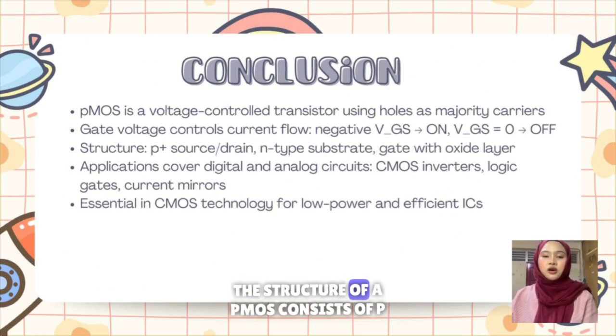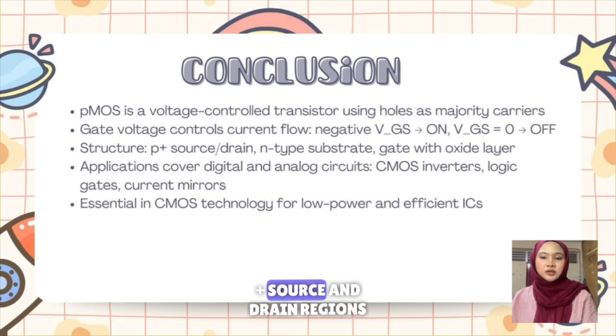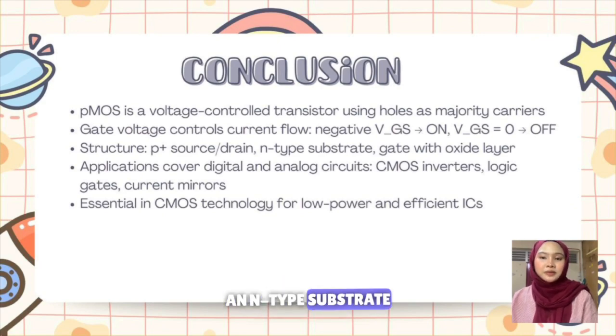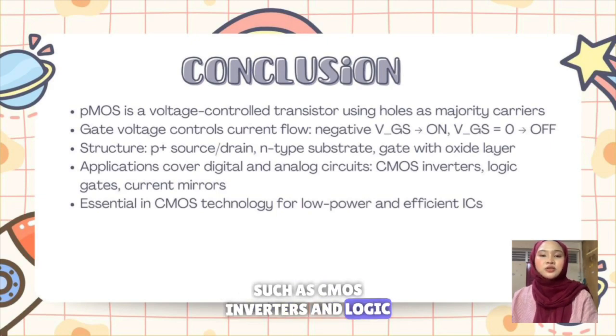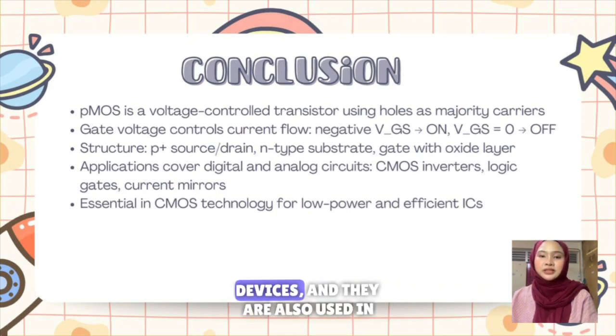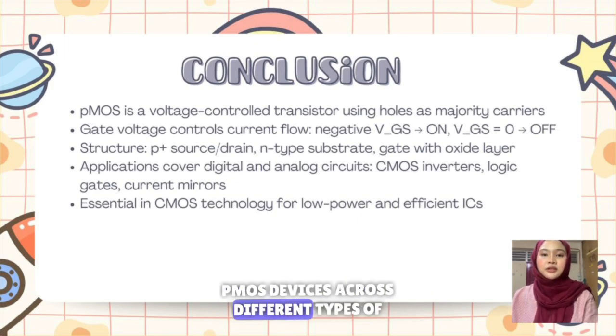And then the structure of PMOS consists of P plus source and drain regions, an N-type substrate, and a gate terminal separated by an oxide layer. This design allows the transistor to be efficient and low power since the gate draws almost no current. So in practical applications, PMOS transistors are widely used in digital circuits such as CMOS inverters and logic gates where they act as pull-up devices, and they are also used in analog circuits, for example in current mirrors and active loads. This demonstrates the versatility of PMOS devices across different types of circuits.